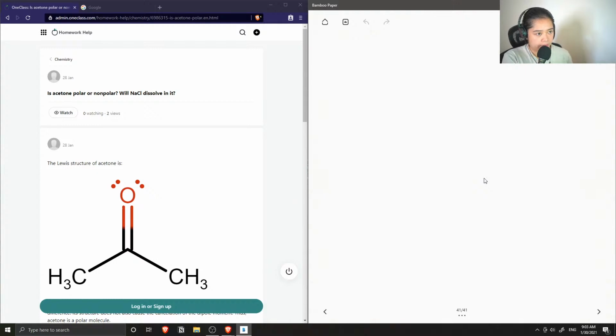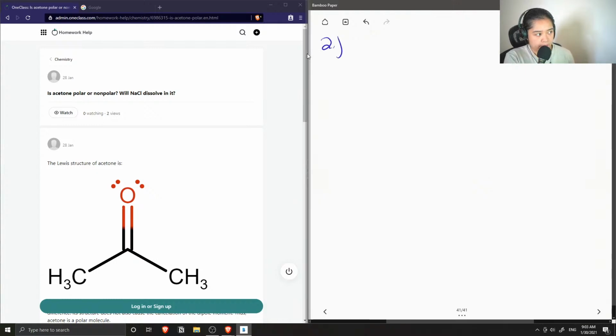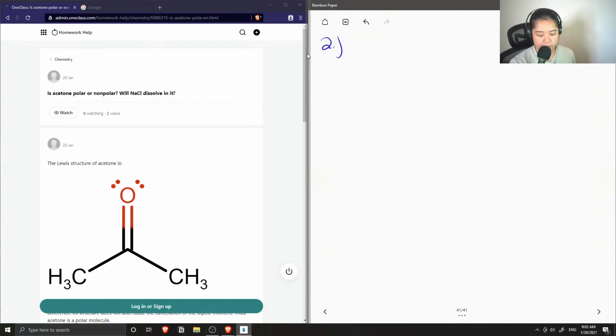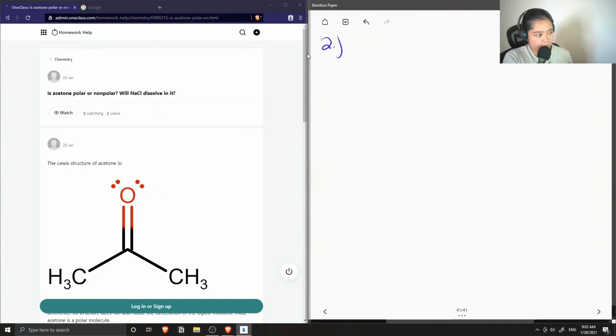Okay, so question number 2. Is acetone polar or nonpolar, and will sodium chloride dissolve in it? Okay, so we have the Lewis structure of acetone, which can also be known as propanone. So it's a 3-carbon chain with a ketone on our second carbon, and we kind of get something like this.